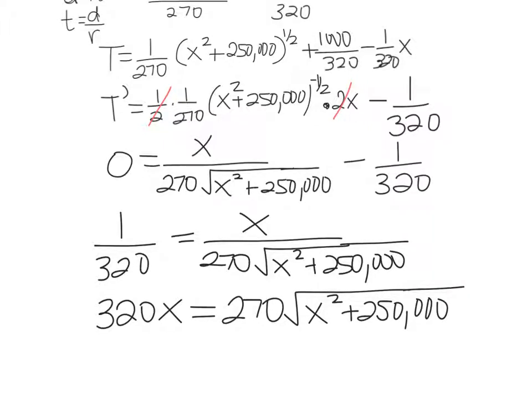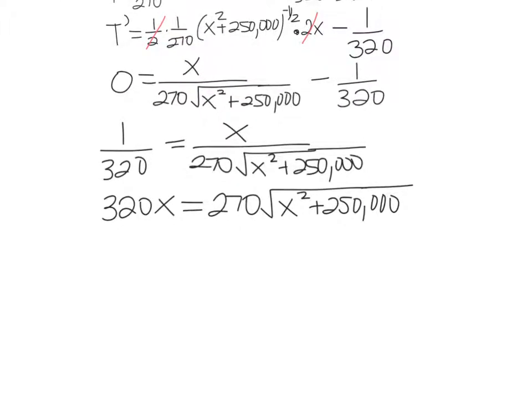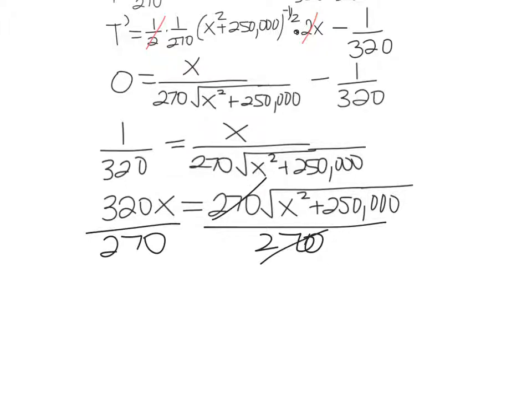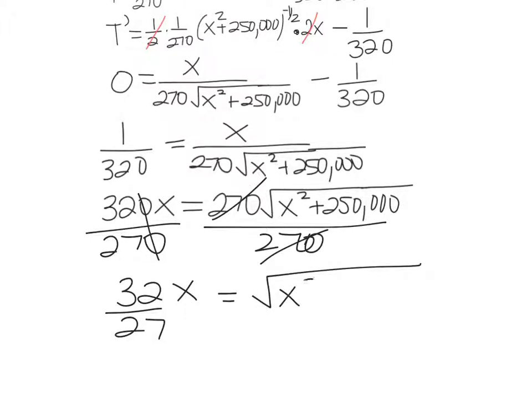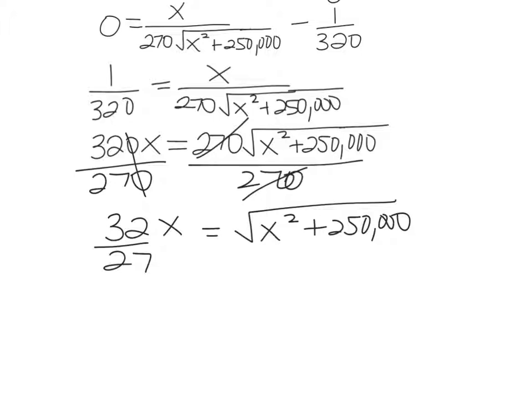Okay. Let's divide both sides by 270 to get rid of that. And so we get 32x over 27 equals the square root of x squared plus 250,000. All right, this gets pretty gross. Now we need to do what to both sides? Square both sides. We're going to square that, and we're going to square that.